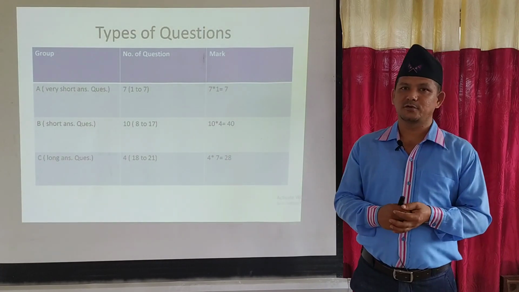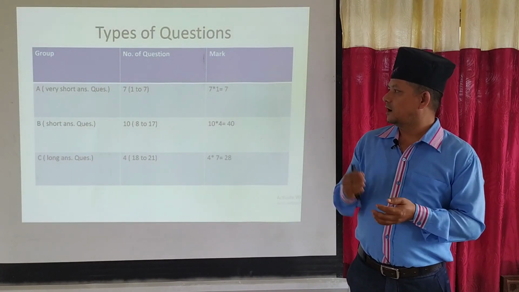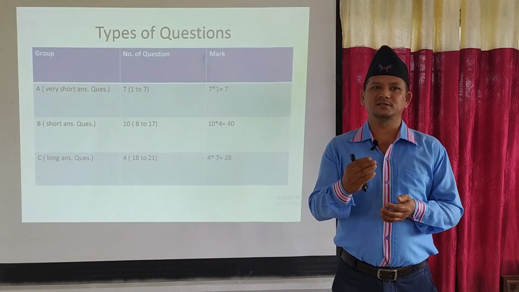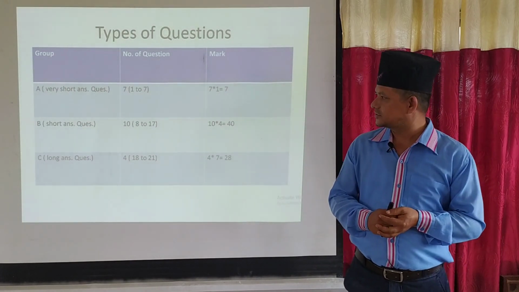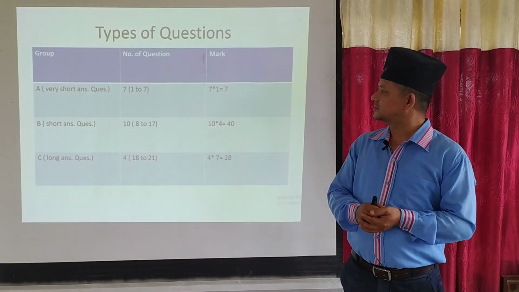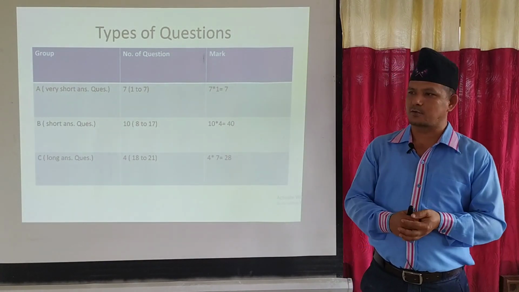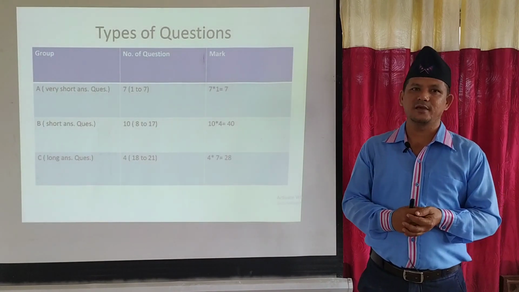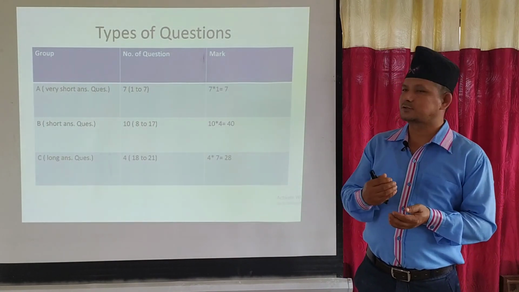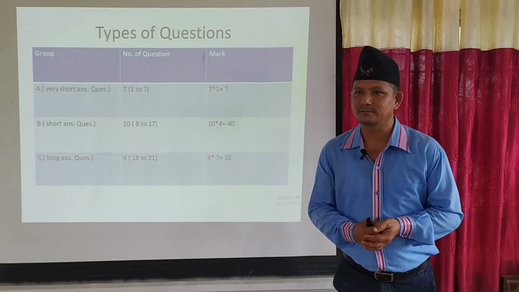examinations. As you can see here, you will have to face questions from 3 groups. Group A, very short answer questions, and from this group you will have to face 7 questions. Each question will reward you 1 mark. That means 7 is equal to 7 means 7 marks.